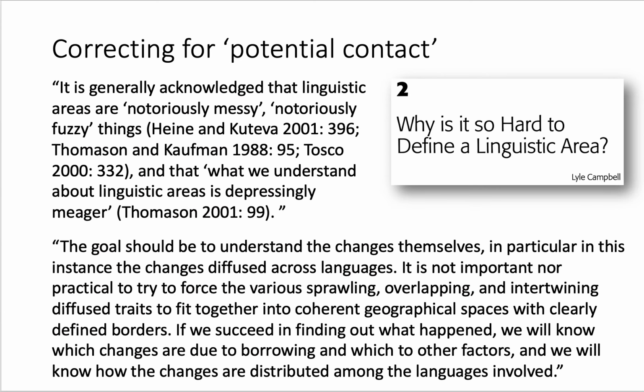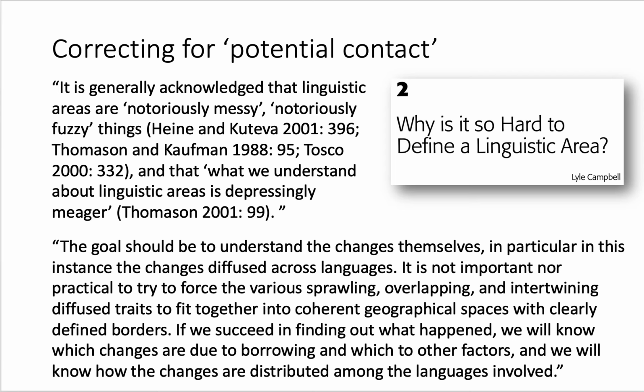And then, of course, we also have to consider that it's generally hard to define a linguistic area anyway, right? So here are two citations from a paper by Lyle Campbell, the paper is called "Why is it so hard to define a linguistic area?" And you can read this for yourself on the slides, but it's basically that what we understand about linguistic areas is depressingly meager. And Campbell's solution for that would be to understand the changes themselves, in particular in this instance, the changes diffuse across languages, and it's not important nor practical to try to force the various sprawling, overlapping, and intertwining diffuse traits to fit together into coherent geographical spaces.